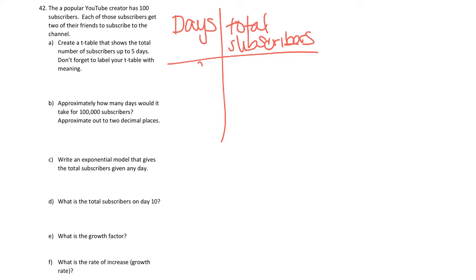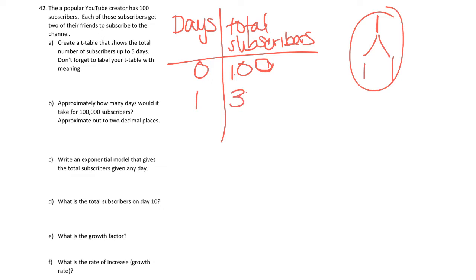So day 0, there are 100 subscribers. Each of those 100 people get 2 more people to subscribe. So for each person, that includes themselves and another subscriber. So that's 3 subscribers total for each of the original, which makes day 1 300 subscribers.